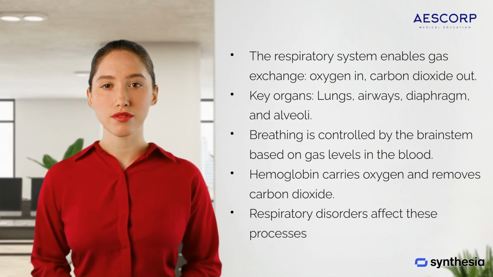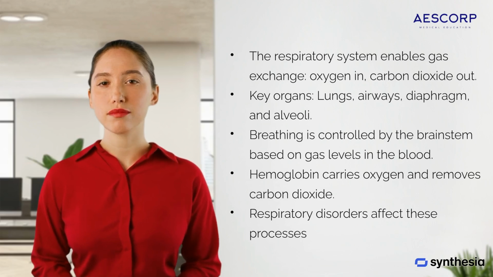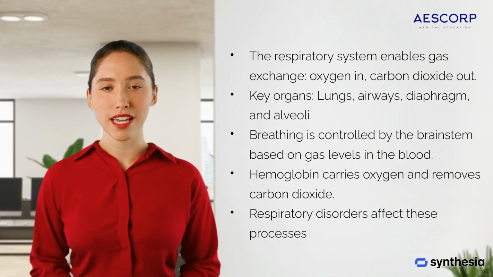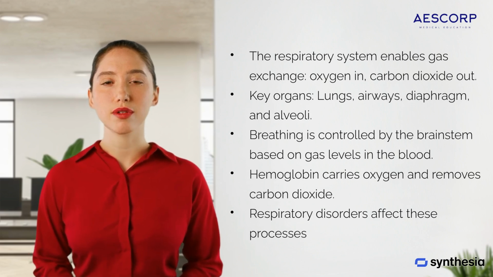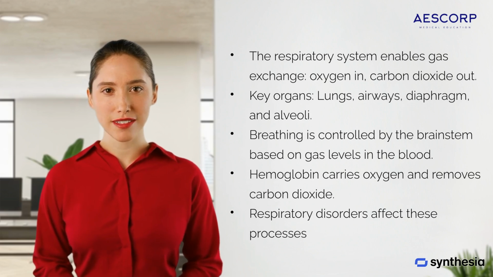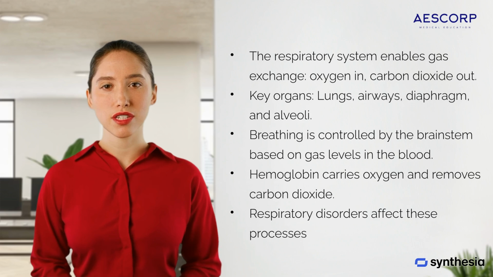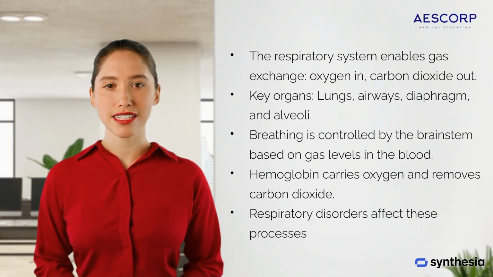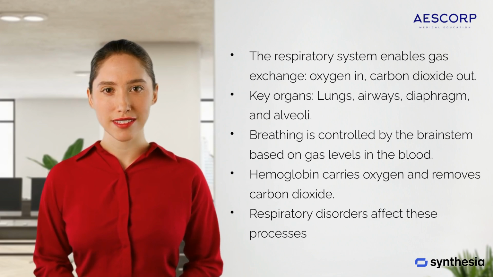To summarize, the respiratory system is responsible for supplying oxygen to the body and removing carbon dioxide. The process begins with inhalation, where air enters the nose, travels through the pharynx, larynx, trachea, and bronchi, and finally reaches the alveoli, where gas exchange happens. The diaphragm and rib muscles control the movement of air in and out of the lungs, and the brainstem regulates the rate of breathing based on the body's needs.